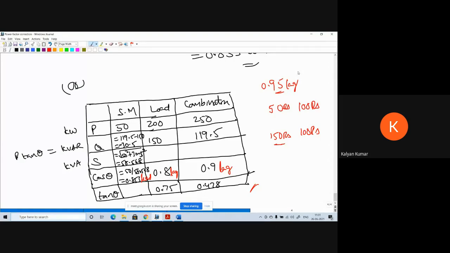It's not economically profitable. So we are not going to use the synchronous condenser to improve the power factor to unity in practical applications. Practically, we are going to use the synchronous condenser to improve the power factor from 0.9 to 0.95 only.